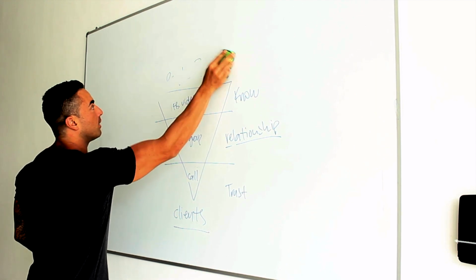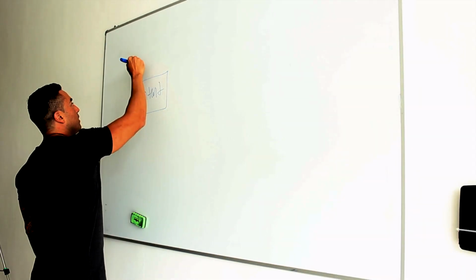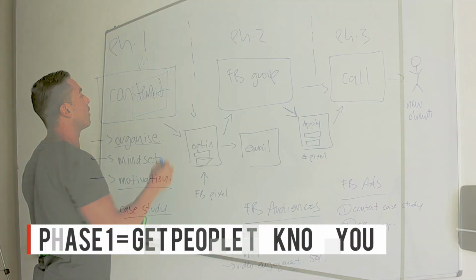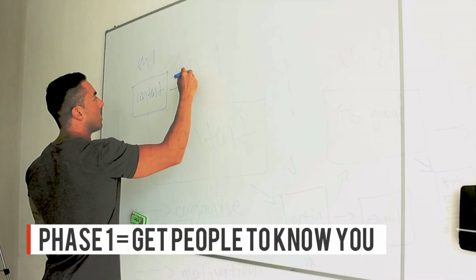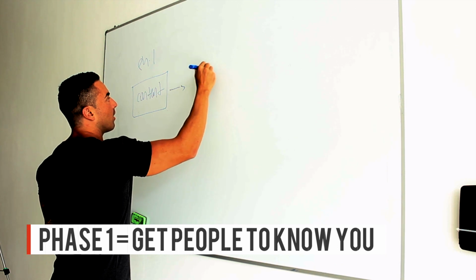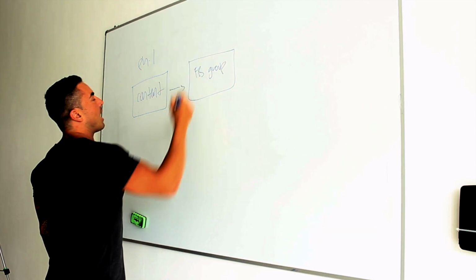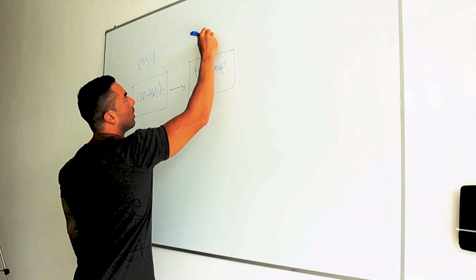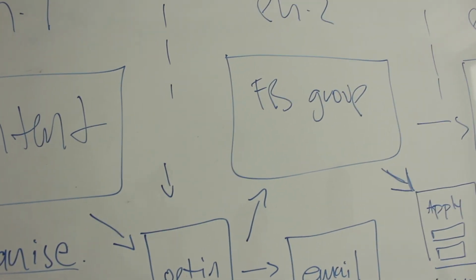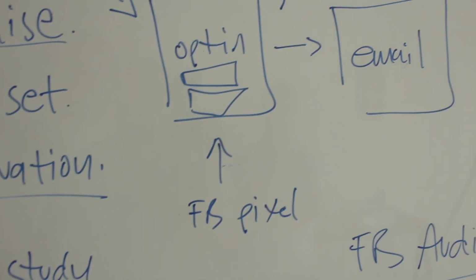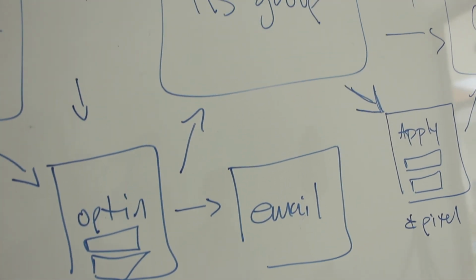So what does the funnel actually look like? This is phase one: getting people that don't know Adam to know Adam. The next step from here is the Facebook group, and this is phase two, which is the relationship building. And then we have the call, which is phase three.